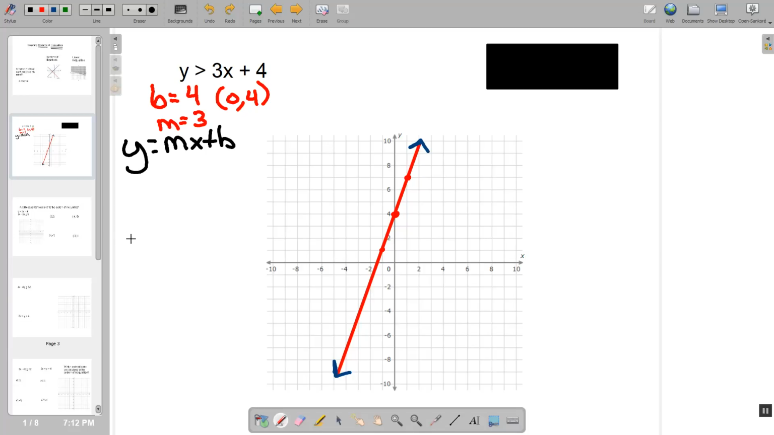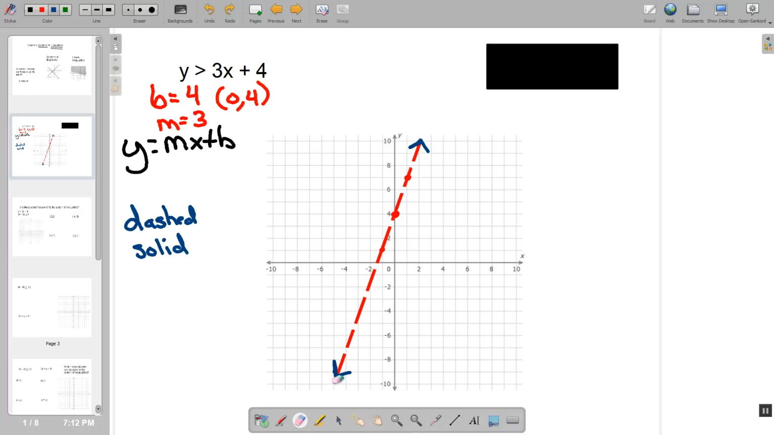Now, one of the important parts is to figure out if the line is dashed or solid, which means can we be on the line and still be a solution? Since this is simply greater than, that means we need a dashed line. And that's usually how I graph the dashed line.